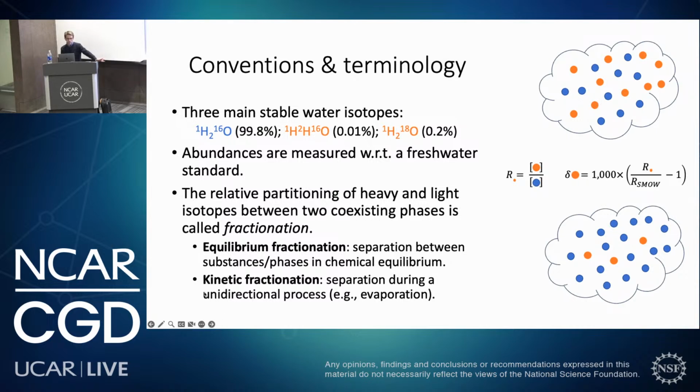And we distinguish typically between two kinds of fractionation processes. Fractionation is the process in which isotopes are treated differently, if you will. There are so-called equilibrium fractionation processes that separate different isotopes in chemical equilibrium, but there are also kinetic fractionation processes that happen during unidirectional processes. An example of this would be condensation or evaporation.